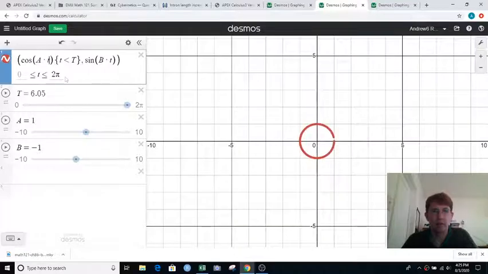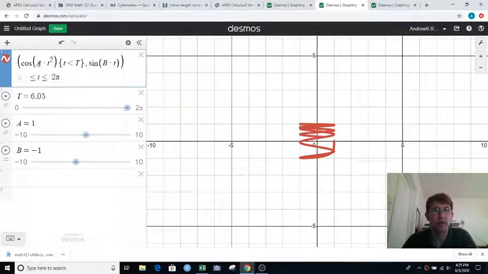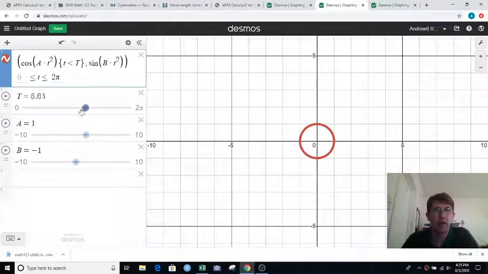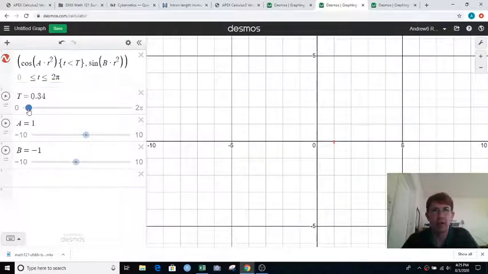I could even do cosine AT squared and BT squared, and I still get the unit circle, but as t increases, I get the unit circle starting out slowly and then going quickly. So I actually change the speed as I go along.